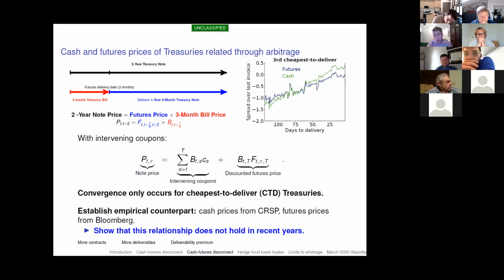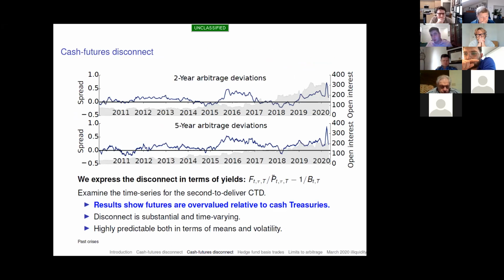What we do in the paper is establish an empirical counterpart to this arbitrage relationship, using cash prices from CRSP, futures prices from Bloomberg, and a whole host of rules about how these futures contracts are invoiced and settled. What we show is that this relationship doesn't hold in recent years. We're not the first people to show that there can be deviations from this arbitrage relationship, but we are the first to show the recent increase in the divergence between cash and futures prices.